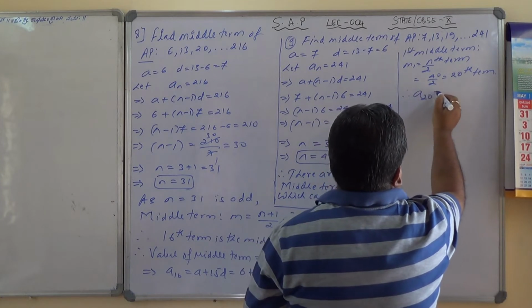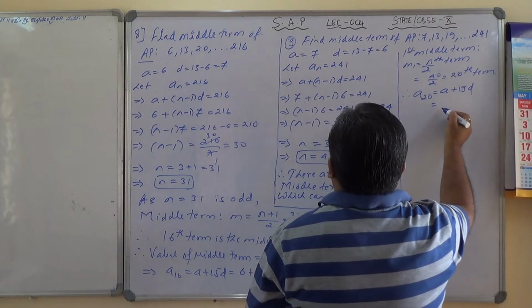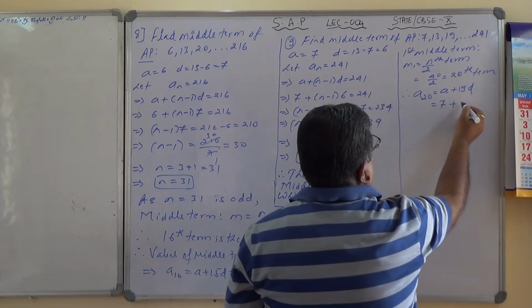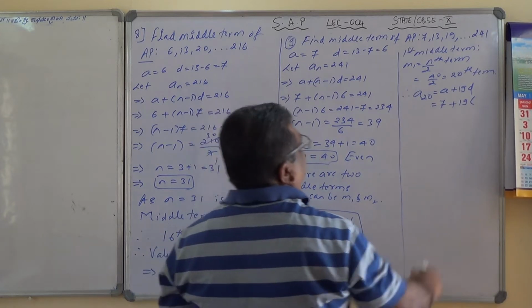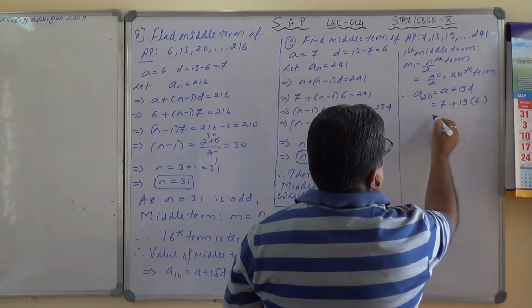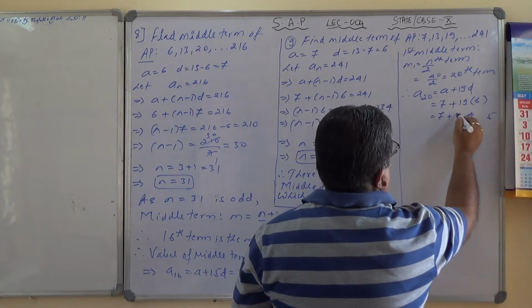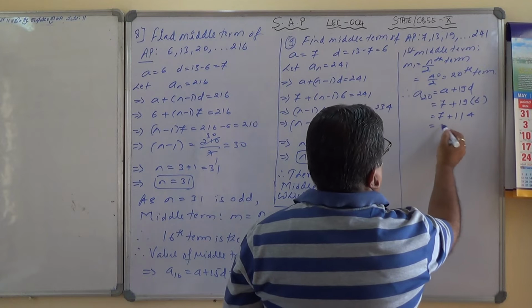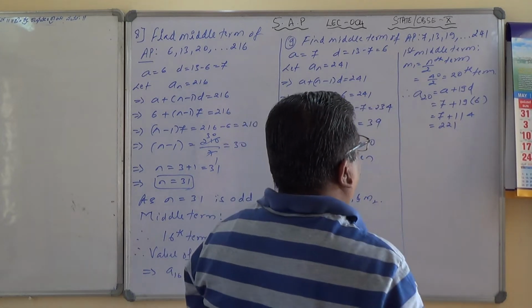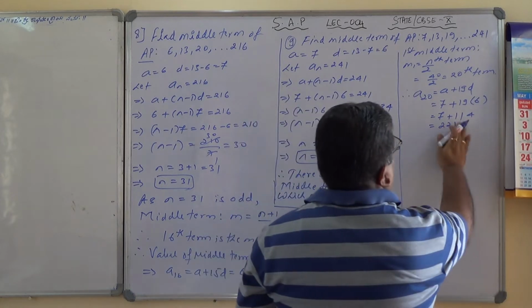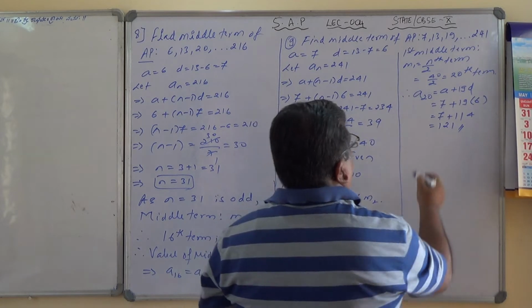Therefore A20 equals A plus 19D. A is 7 plus 19 into D, which is 6, which equals 7 plus 114, which is 121. 114 plus 7, 121, isn't it? Yeah.